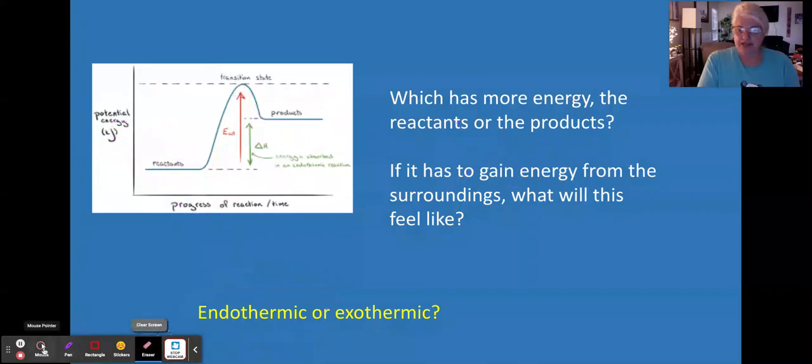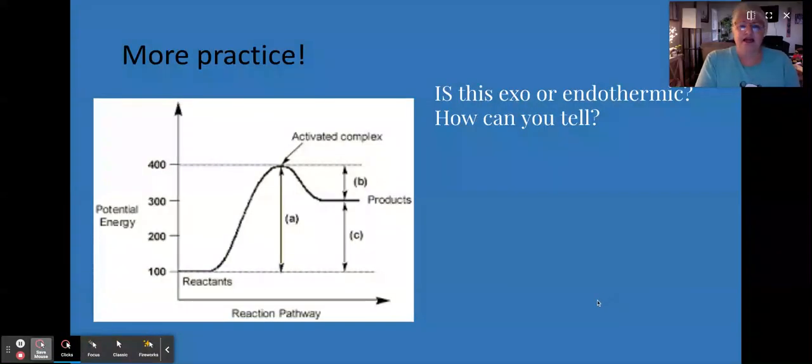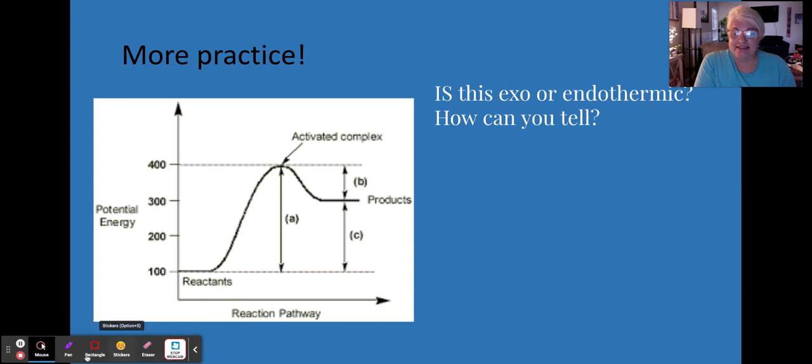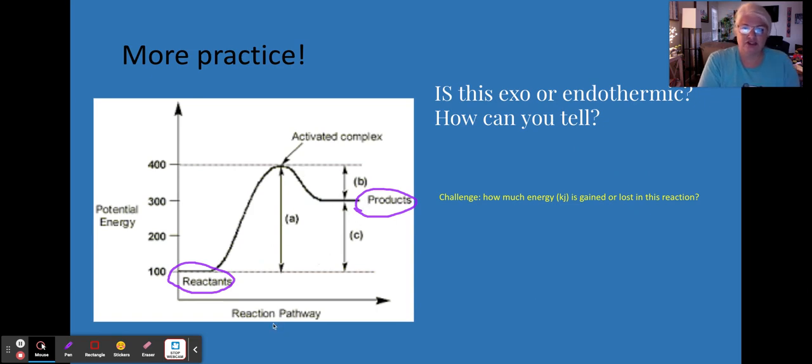We'll try one more practice question, see how you do. So let's start with, is this exothermic or endothermic? And how can you tell? So take a second, pause the video if you want. Because the reactants start lower, right? And then I have products up a little higher, this is going to be endothermic. Because remember, I'm actually gaining energy in order for this reaction to occur. So that is endothermic.